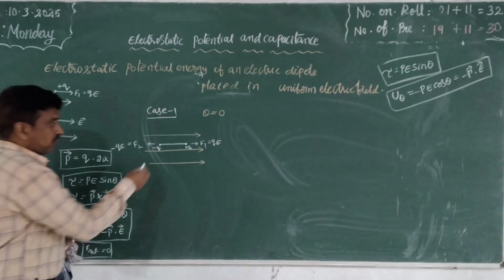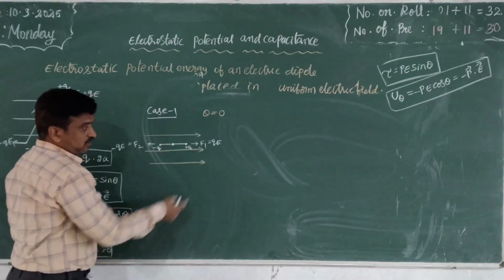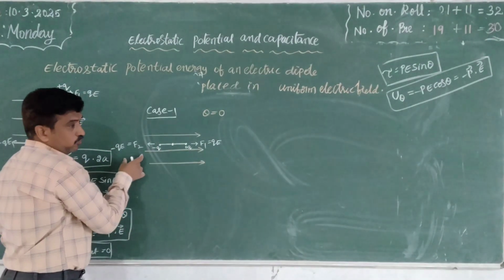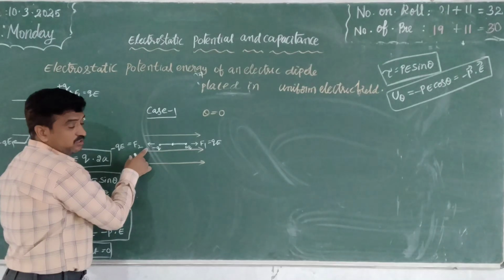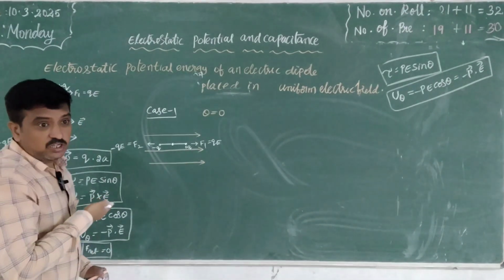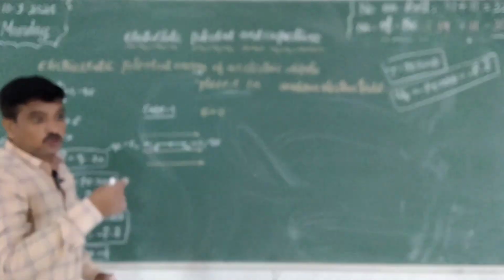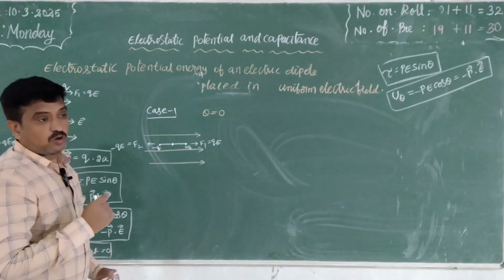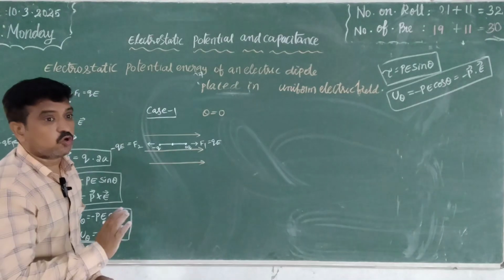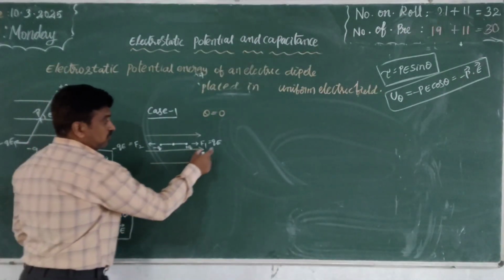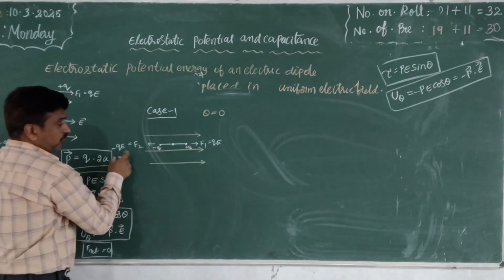See here, this is the axis of rotation. This is F1, this is F2. Two equal and opposite forces act on the same line of action, so the torque is 0. If not in the same line of action, the torque is not 0. Here, F1 equal to QE, F2 equal to minus QE.